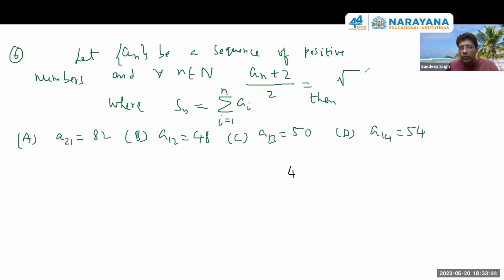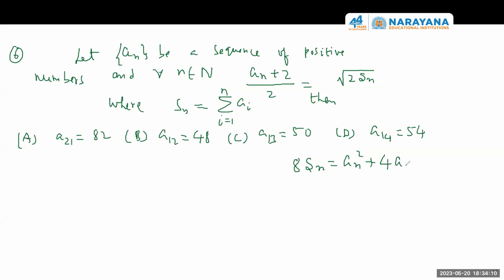Just now I saw this. This is under root of 2 times Sn. Write it like this. So now I'm going to square this. If I square this, this will become 8 times Sn equal to how much? An square plus 4an plus 4, right?